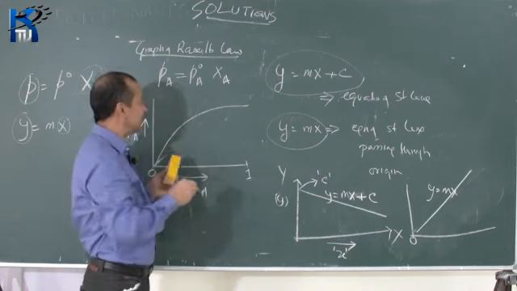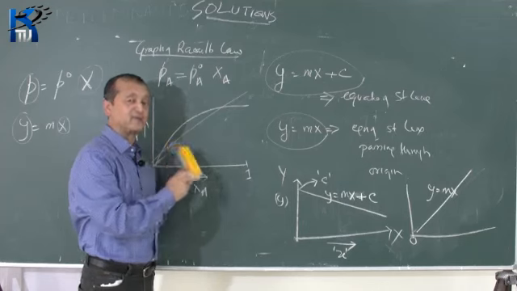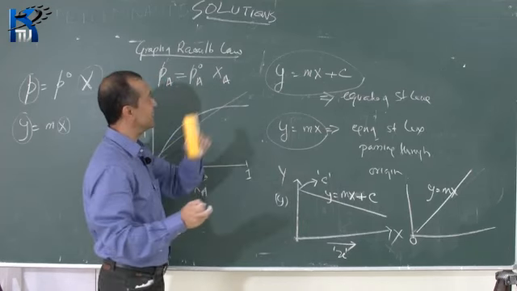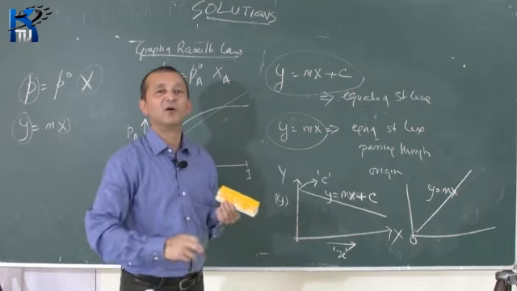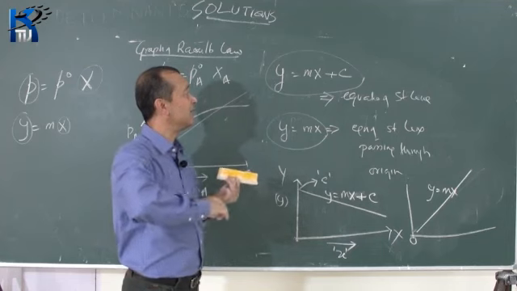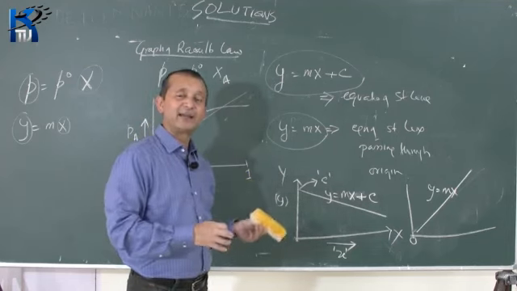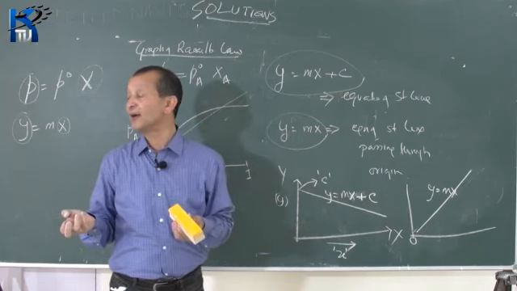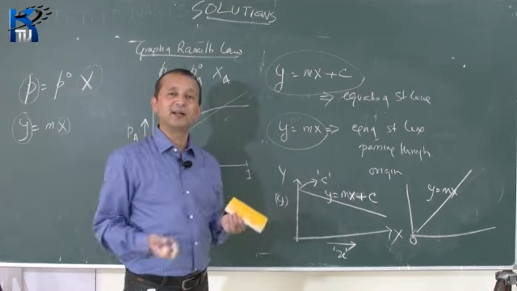But if it is a straight line like this, passing through the origin of course, then it obeys this relation, and we can say that it is obeying Raoult's law also. So next, there are two types of liquid mixtures, those that obey Raoult's law and those that do not obey Raoult's law. They are known as ideal solutions and non-ideal solutions.